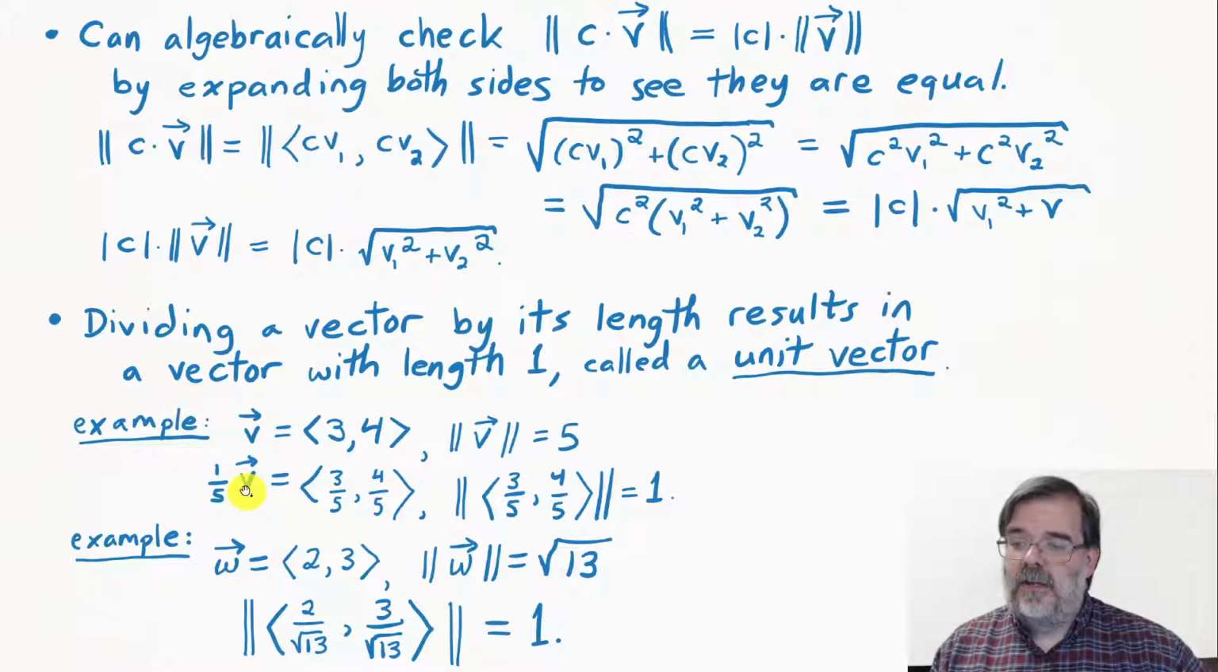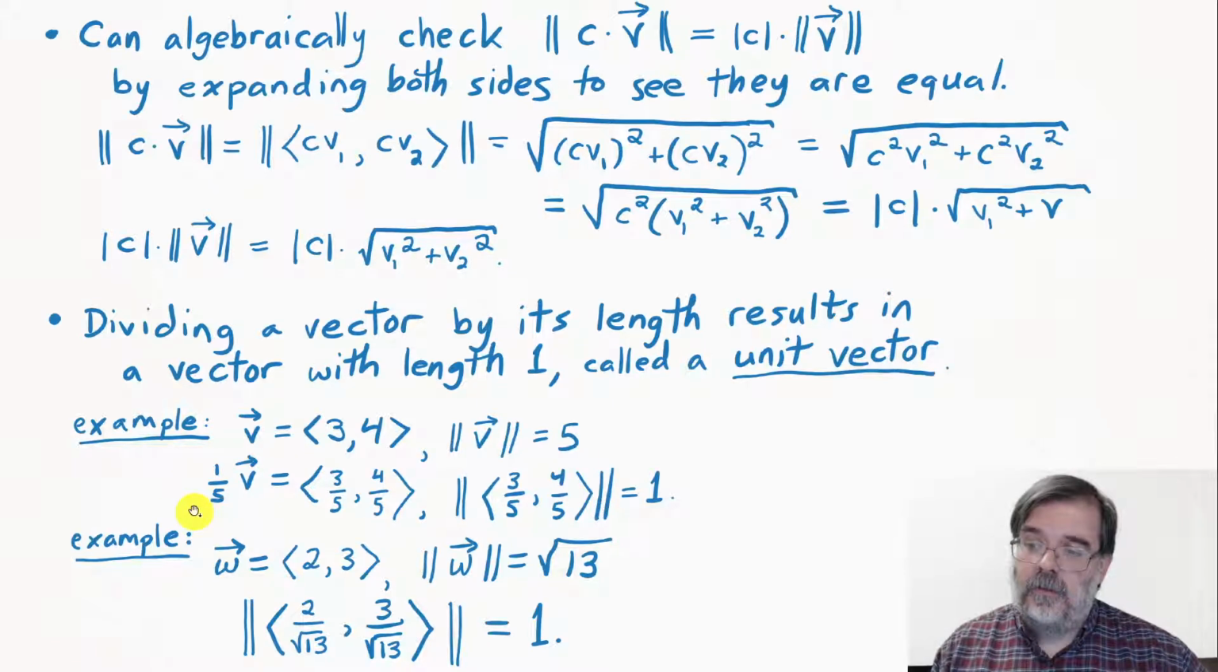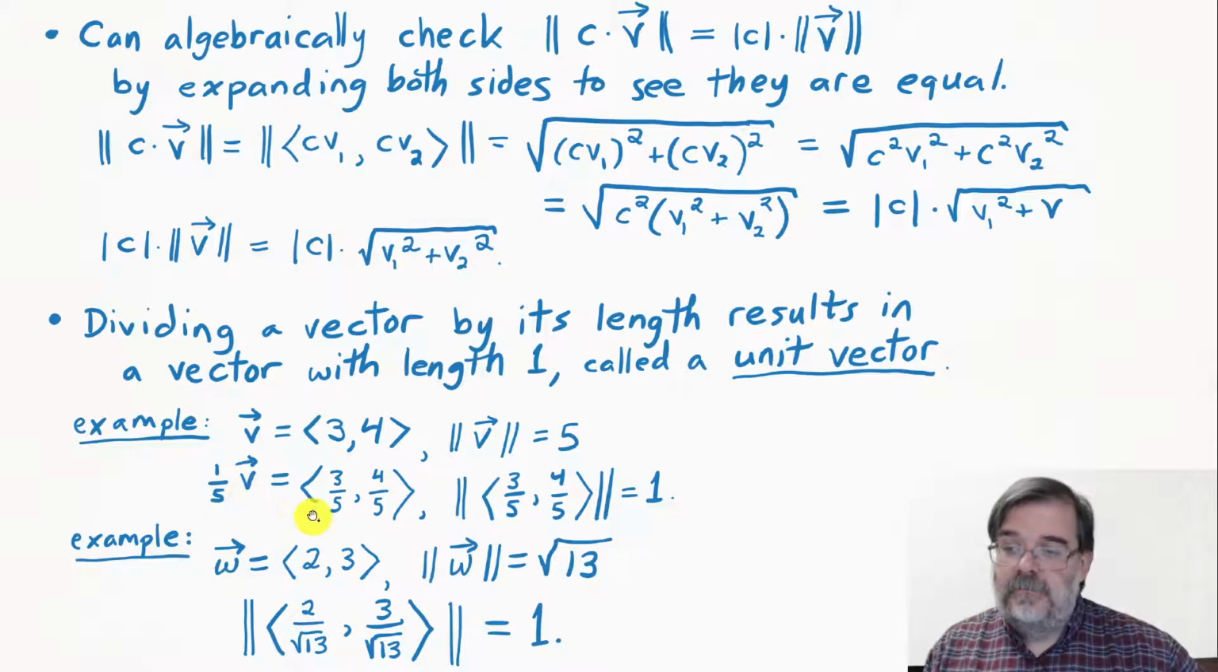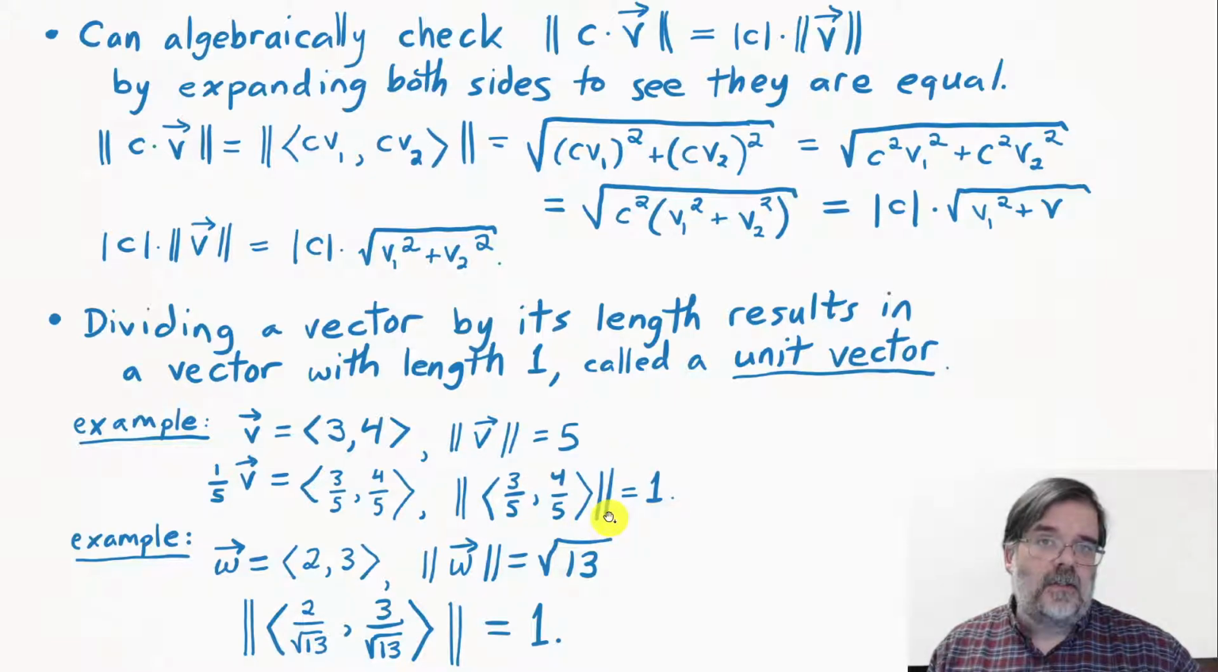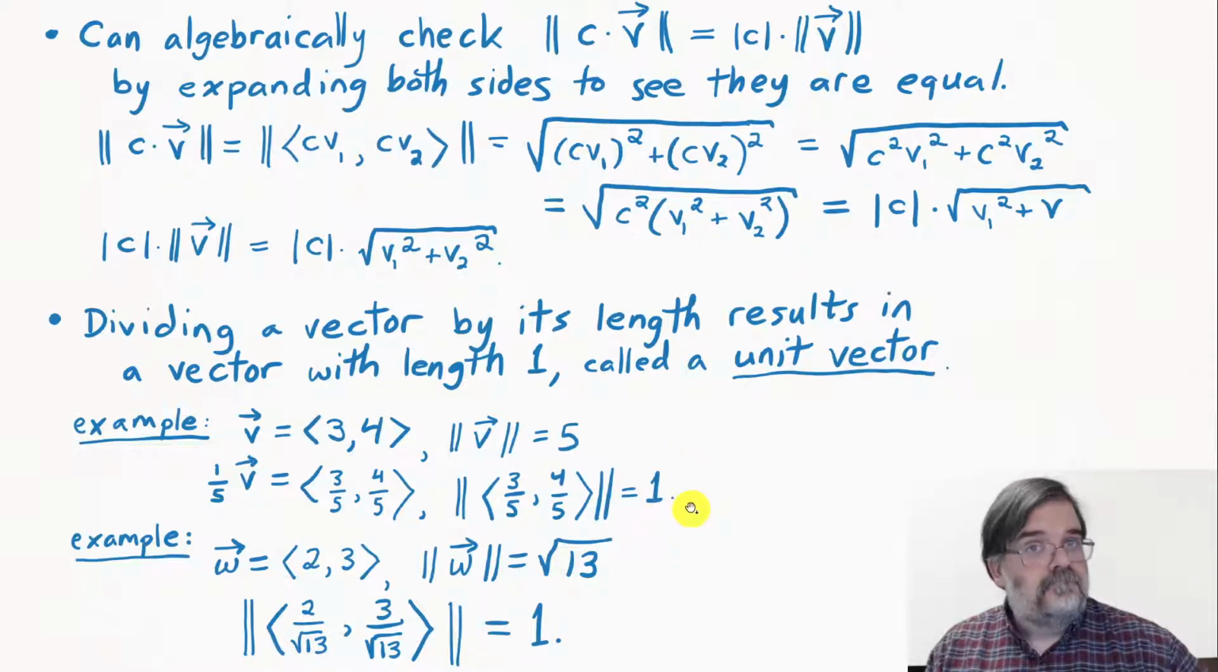What happens if we divide the two entries by the length? Or equivalently, what if we multiply it by 1/5? 1/5 times the vector v is the vector 3/5, 4/5. And then if you calculate the length of this vector, there will be some fractions involved, but you'll find that the length of this vector is the square root of 9/25 plus 16/25. If you work that out, you'll get the square root of 25 over 25, which simplifies to 1, as we expected.